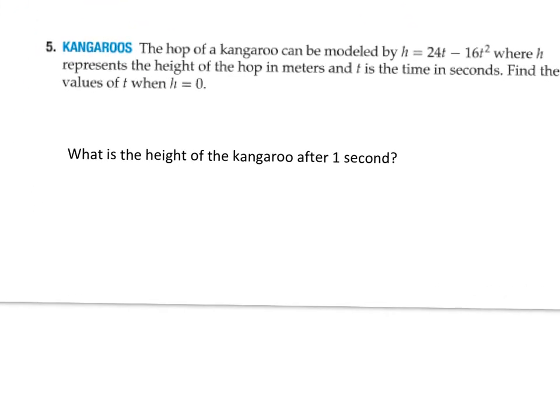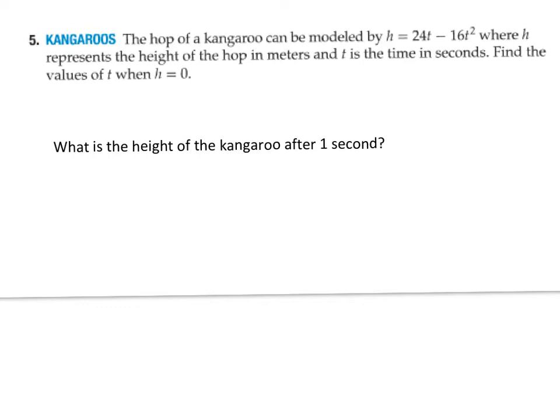problems. Okay, and what do those look like and how do we attack those? Okay? So as I read here, the hop of a kangaroo can be modeled by h equals 24t minus 16t squared, where h represents the height of the hop in meters, and t is the time in seconds. Find the values of t when h equals 0. Okay, so first thing we're going to do is we're going to take h equals 0 and just plug it in right here for this h.